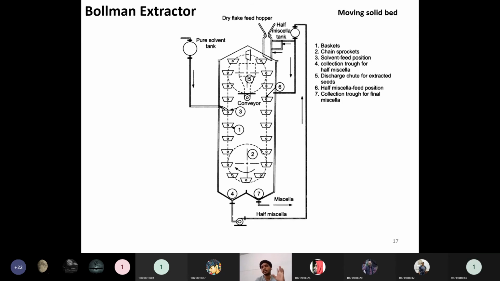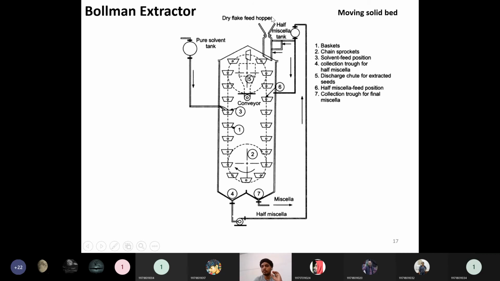Then the next one is a Bollmann extractor. So if you see, this one, the Bollmann extractor, comes under the continuous extractors. What happens here is buckets will be there. These buckets are known as a bucket conveyor, we can say. So these buckets will be just revolving with the help of a conveyor belt. So this is revolving in this direction, anti-clockwise direction.